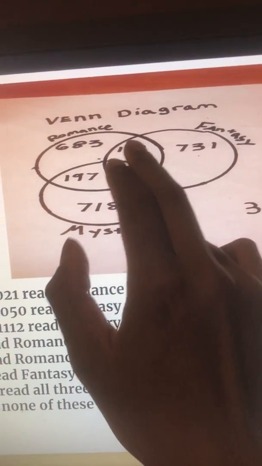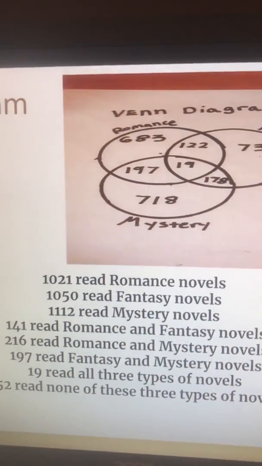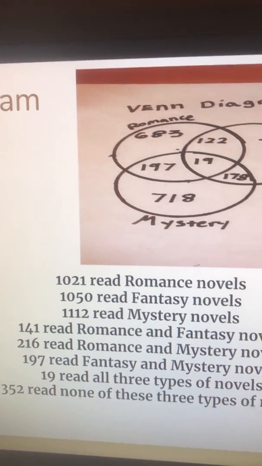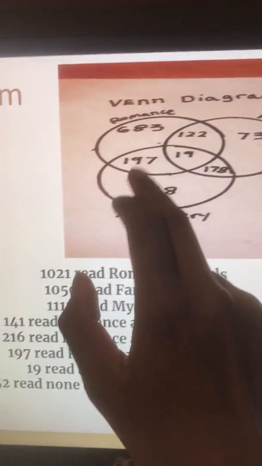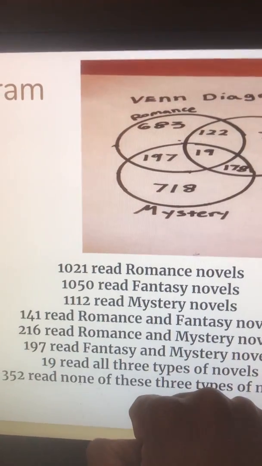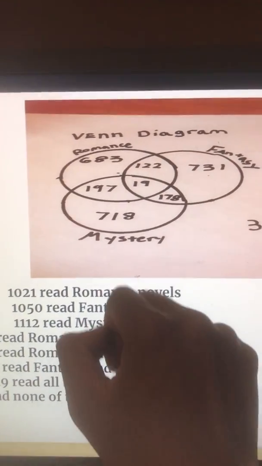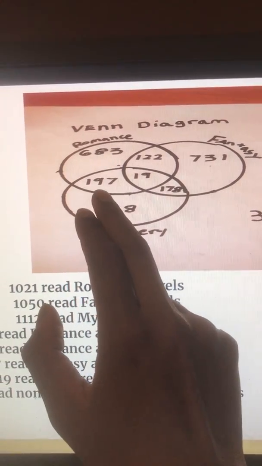Same thing with romance and fantasy novels together, which was 141. I subtracted 19 from 141 and got 122. And then I did whoever read romance and mystery novels, which was 216, and I subtracted 19 from 216, and I ended up having 197.